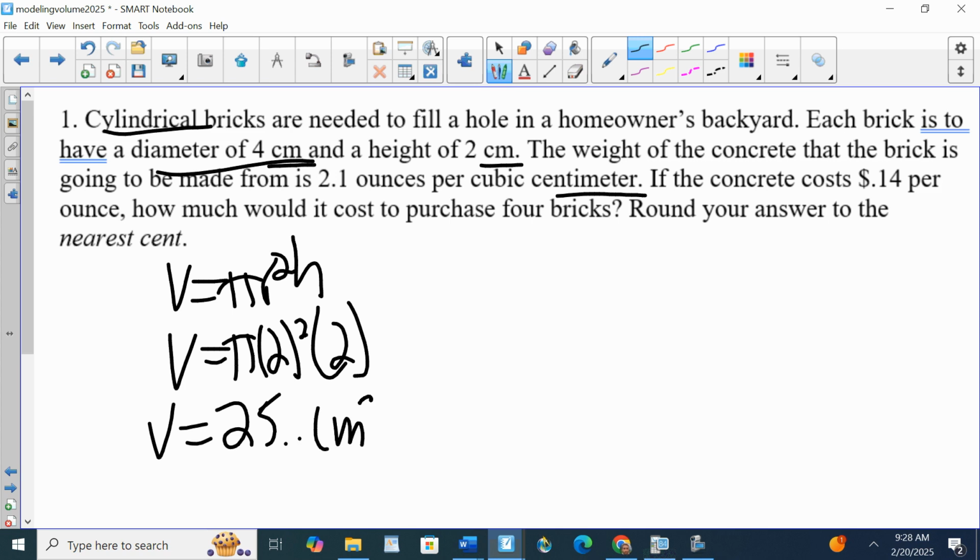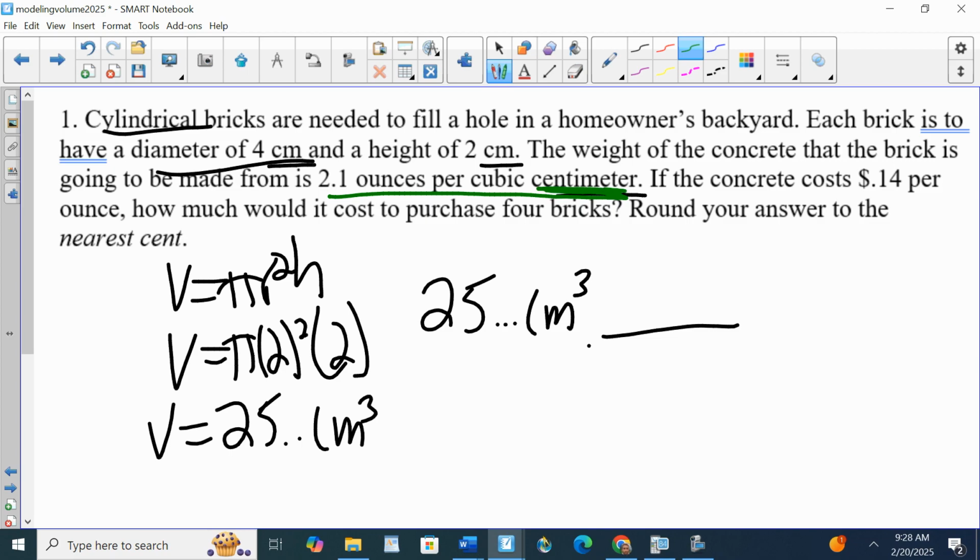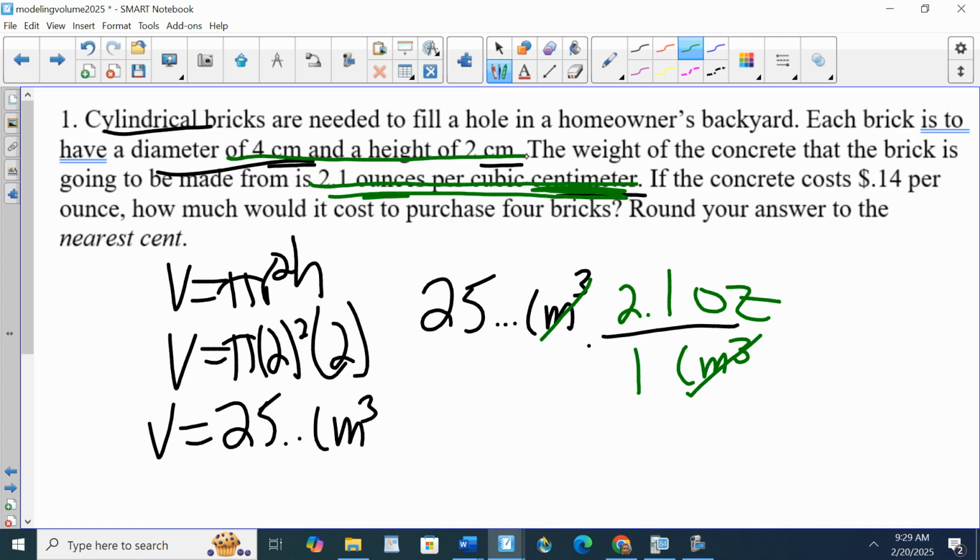Now that I know the volume, I begin my dimensional analysis. 25... cubic centimeters. I'm looking for cubic centimeters. Boom, there it is. I'm changing cubic centimeters to ounces. So cubic centimeters on bottom, ounces on top: 2.1 ounces per cubic centimeter. Cubic centimeters gone. I like to also cross this out since I'm done with it. I'm also done with this from the volume. It just makes it more clear to see what's left.